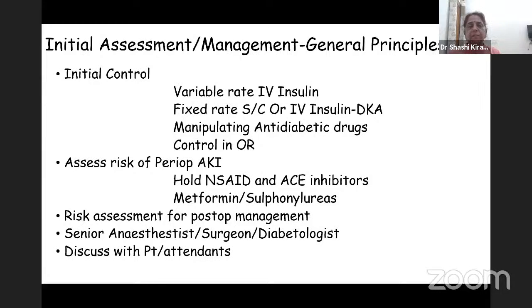Give the antibiotic drugs right in the operating room. Then assess the risk of perioperative AKI, hold non-steroidals and inhibitors. Do risk assessment for post-operative management, and one must ensure that a senior anesthetist and a senior surgeon are available for the unstable patients, including a diabetologist. And very important, discuss the patient condition with the patient and attendant.